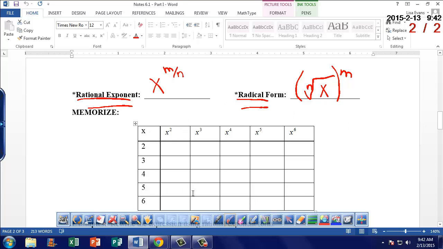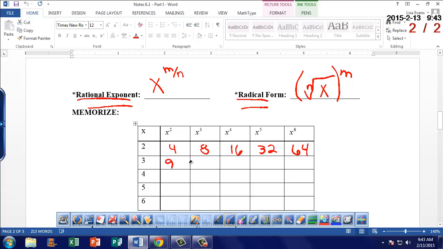You also need to know this chart I'm about to fill out, because in this section we are not allowed to use calculators, not even scientific calculators. We're going to make a note card to help you remember this in class tomorrow. So basically, if I take 2 and I square 2, I get 4. If I cube 2, I get 8. If I take 2 to the 4th power, I get 16. 2 to the 5th power is 32, and 2 to the 6th power is 64.